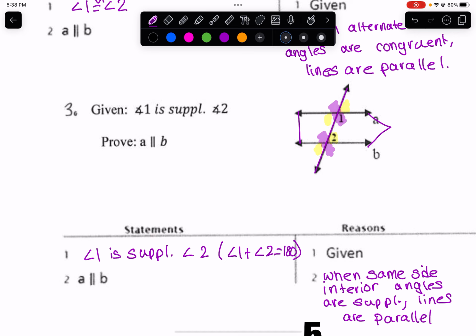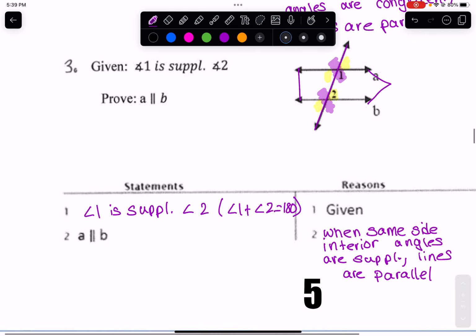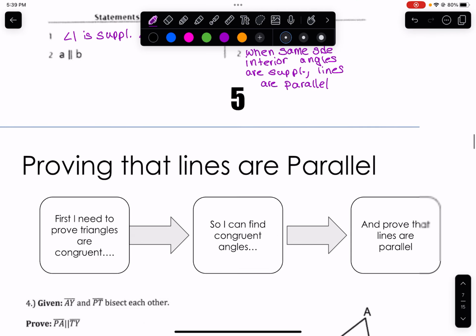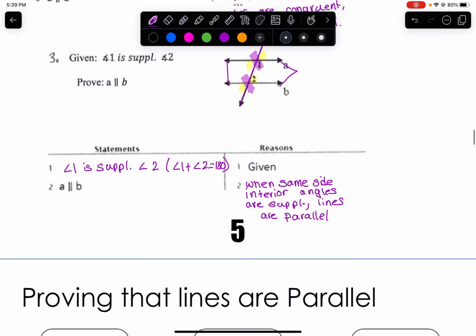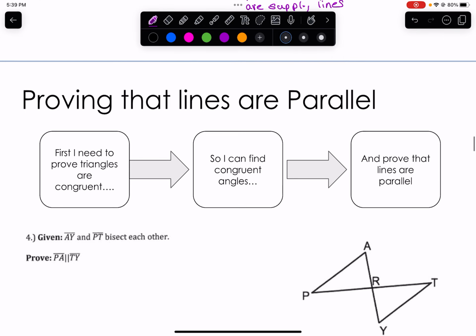So again, we're basically just going backwards from yesterday. Yesterday, we would say that angles are congruent because the lines are parallel. Now, because the angles are congruent, the lines must be parallel. So now if I want to prove that lines are parallel, like I saw up here, I need to have congruent angles, right? But if we're talking about triangles, to show that angles are congruent, unless it's given to us, you first need to prove that the triangles are congruent.